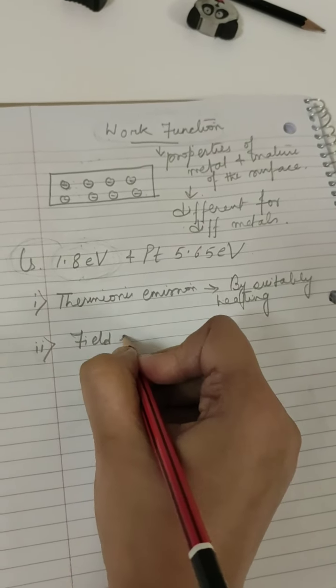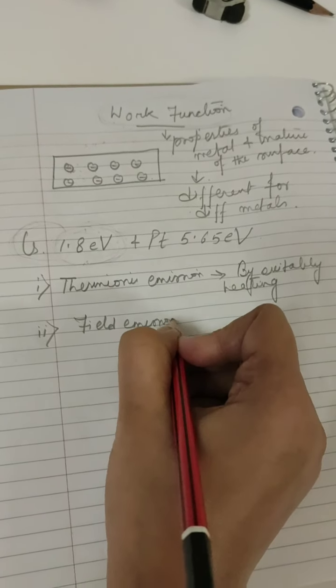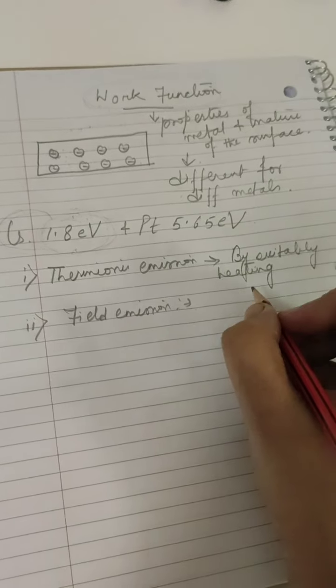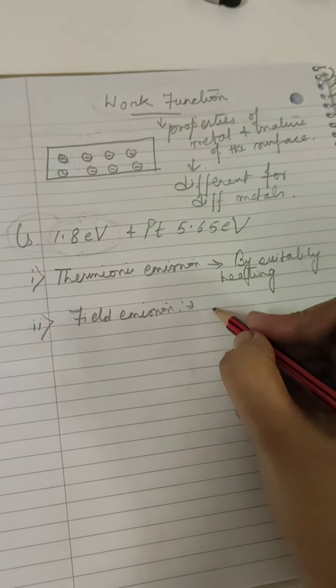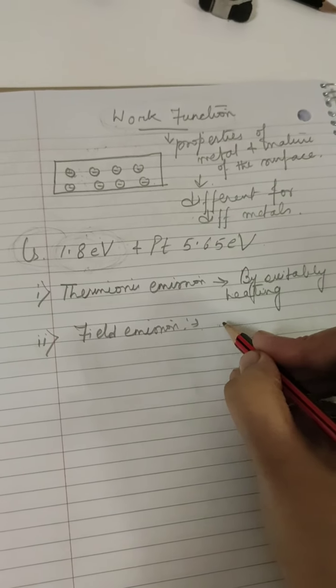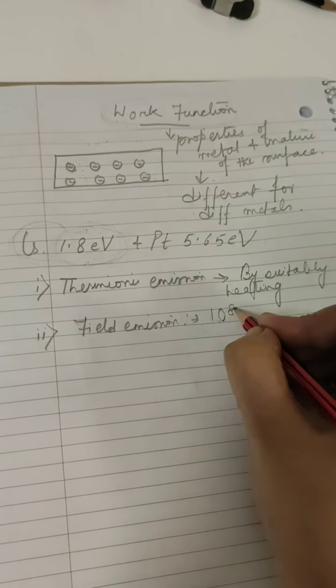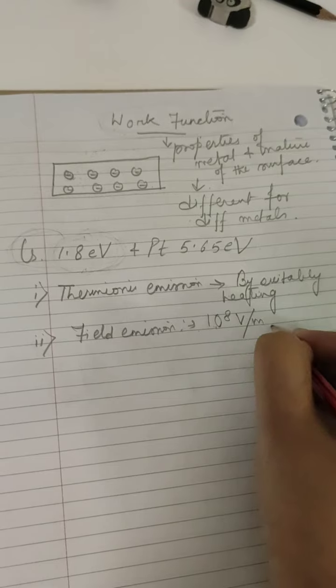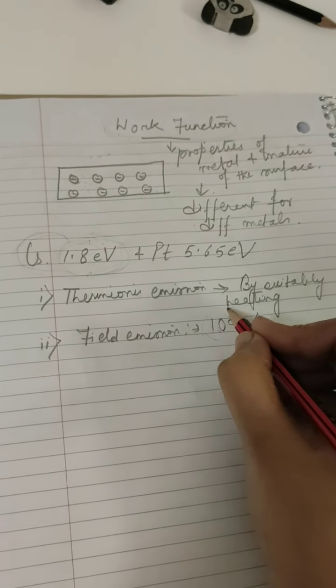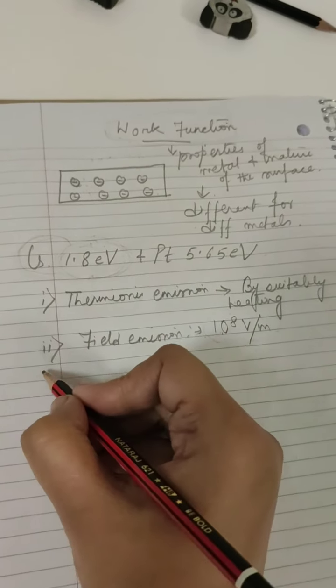Second is field emission. What is field emission? Field emission means by applying a very high or strong electric field of the order of 10 to the power 8 volt per meter, electrons can be pulled out of the metal surface.